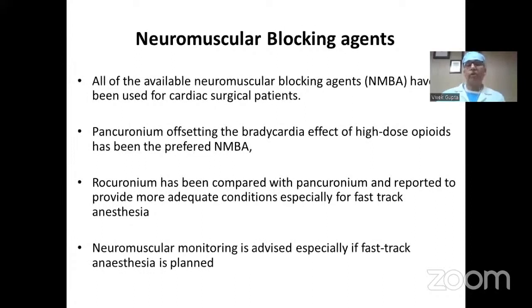All neuromuscular blocking agents have been used for cardiac surgical patients. Longer acting agents can be used for patients where we are not extubating early and not doing fast tracking. So pancuronium can be a good choice because it has the additional advantage of offsetting the bradycardia caused by high doses of opioids. However, rocuronium is the most hemodynamically stable neuromuscular blocking agent, and it can help for fast track anesthesia as well.